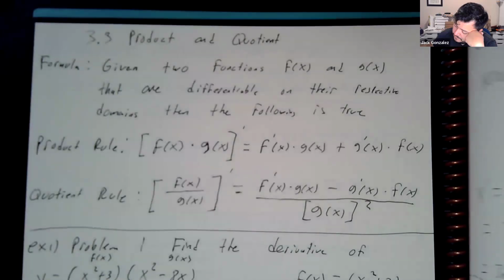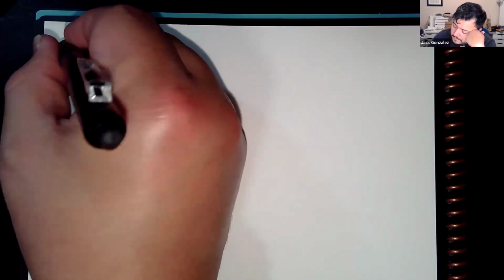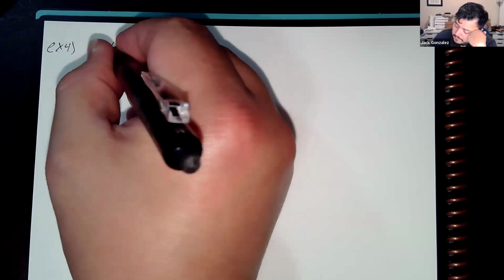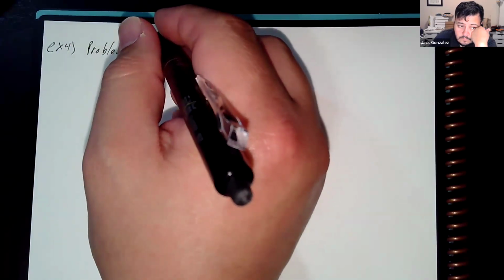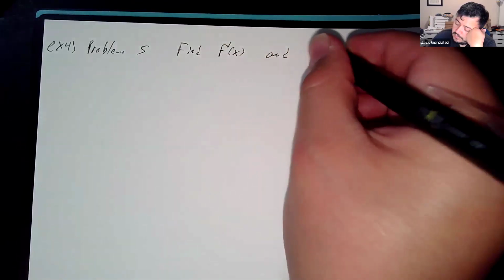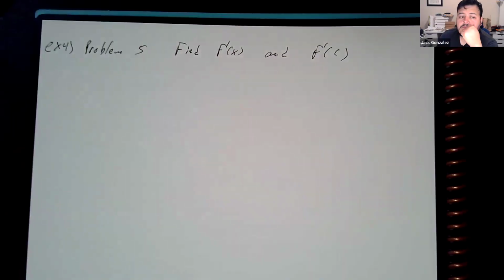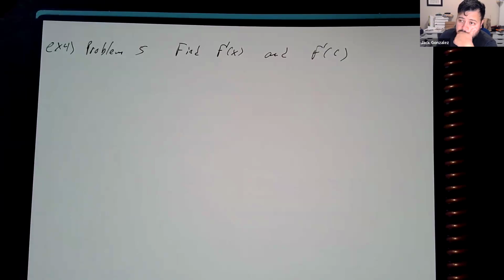All right. So we'll move on to number 5. It's example 4. Find f prime and f prime at c. Let's call it y, that way we don't get all confused.